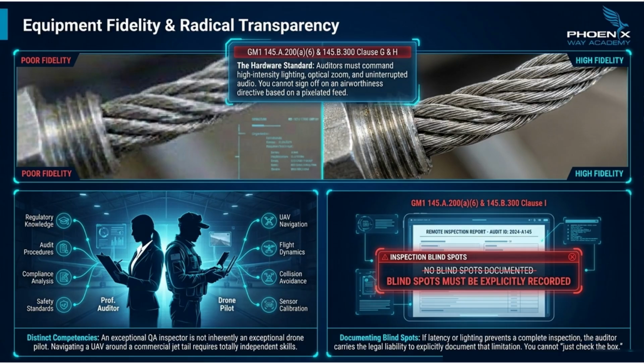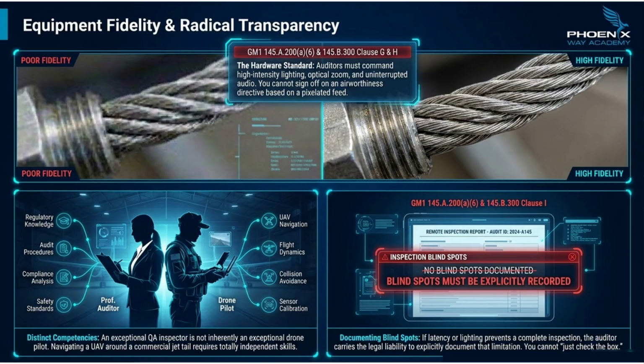This is critical. An exceptional aviation quality assurance inspector is not inherently an exceptional drone pilot. Right, they are two completely different skill sets. Navigating a drone around the horizontal stabilizer of a commercial jet inside an enclosed structure is high risk. The regulation demands distinct competence in the technology being deployed, completely independent of the auditing expertise. Makes total sense. Finally, we reach Clause LOVO, which forces absolute transparency about the remote process.